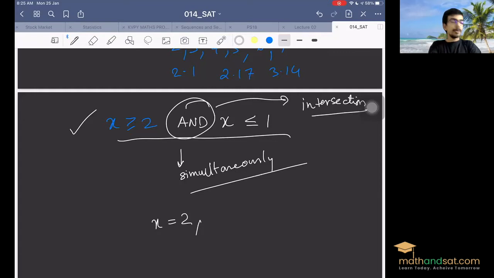Any solution that you can think of for this compound inequality, which says x is greater than or equal to 2 and x is less than or equal to 1? Others, Robin, Trisha, Anjali. Give me an answer, please. Or if you cannot think of any solution, just say no solution. Anjali is saying x is equal to 1 is a solution.